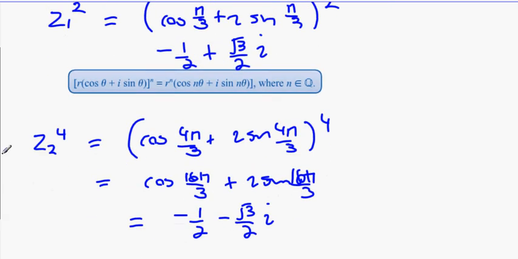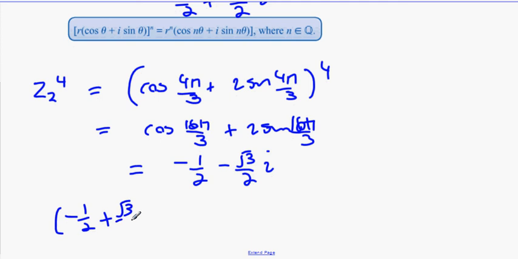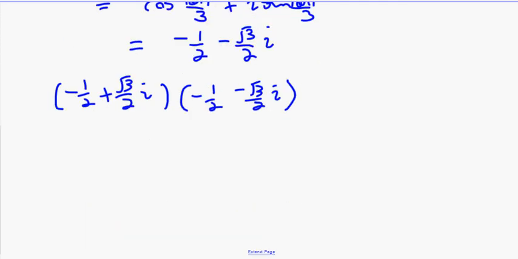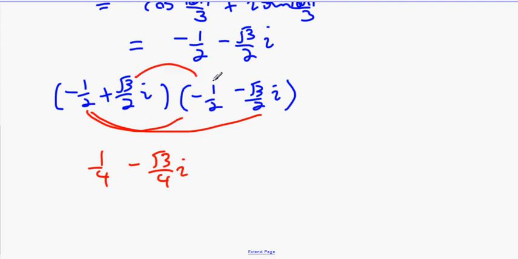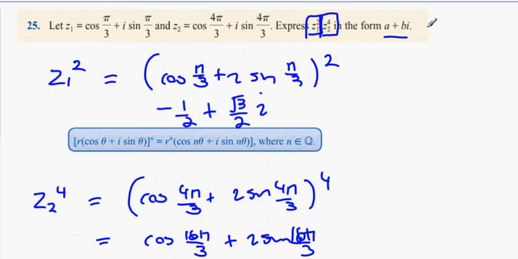What I could have done, I already have them in this form here, so what I can say is this is going to be a half minus a half plus root 3 over 2i, minus a half minus root 3 over 2i. I'm going to multiply them out now. I'm going to get plus a quarter, minus root 3 over 4 times i, plus root 3 over 4 times i, minus 3 over 4 i squared. They cancel. Minus 3 over 4 times minus 1 is plus 3 over 4, plus 1 over 4 equals 1. So the full answer is going to be equals 1 plus 0i. And that's the answer for number 25.